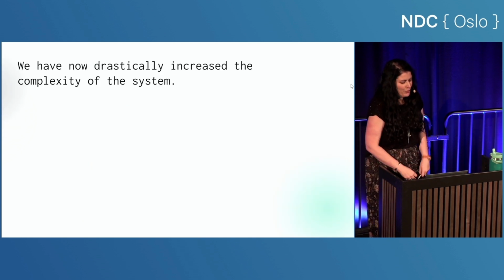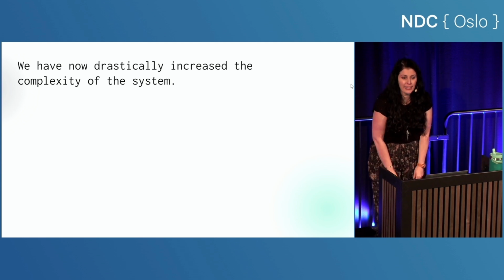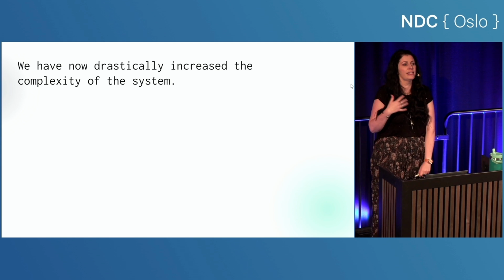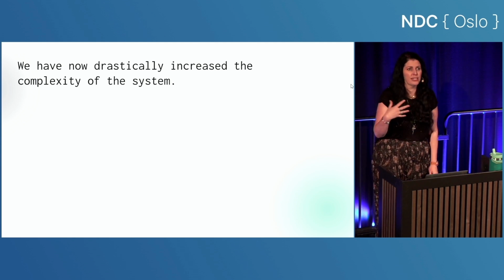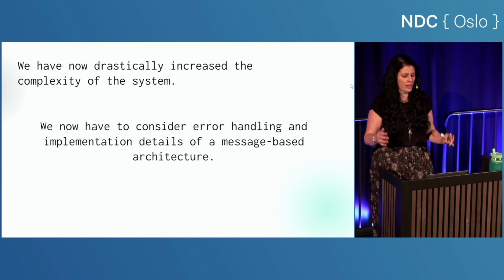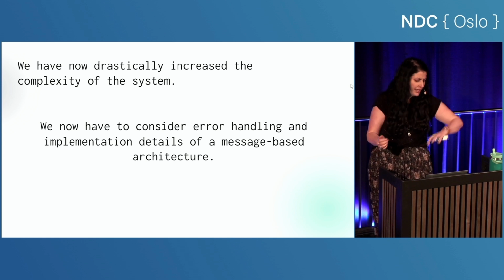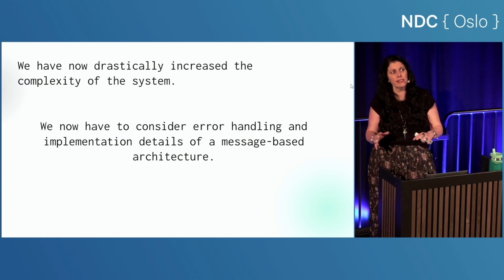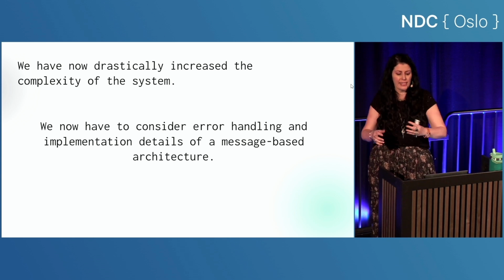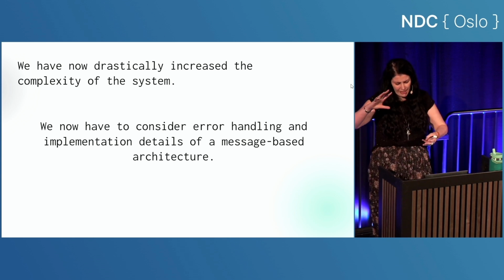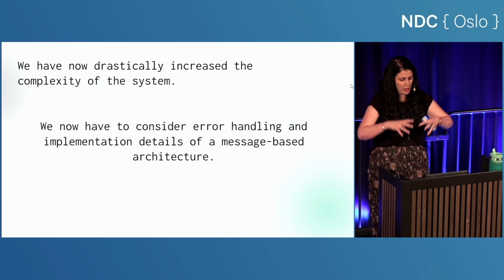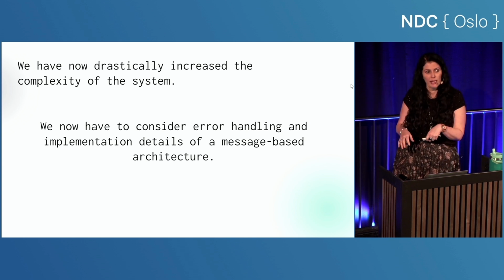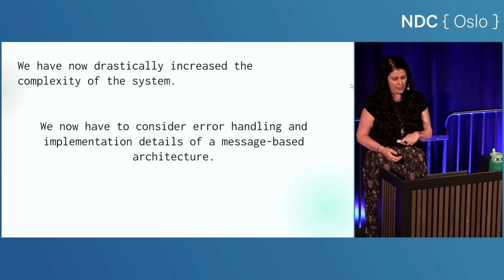Okay, we have now drastically increased the complexity of the system, and that's why you need to go and learn more about this type of architecture. You need to understand all the things that you have to consider. Error handling, implementation details, just the whole thing is vastly more complex. Yes, it's robust. It's a great architecture, especially for volume, and it's very resilient. It's fantastic, but it comes at a big cost.